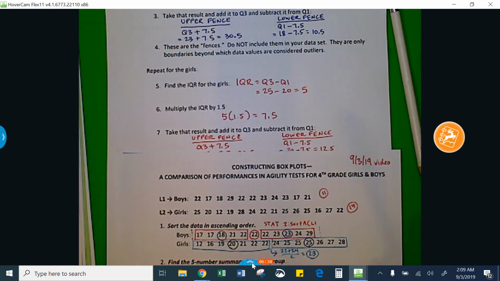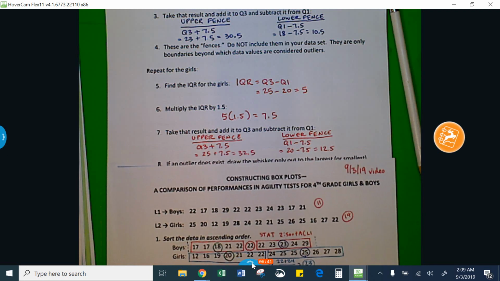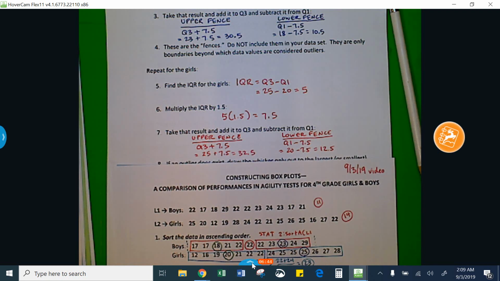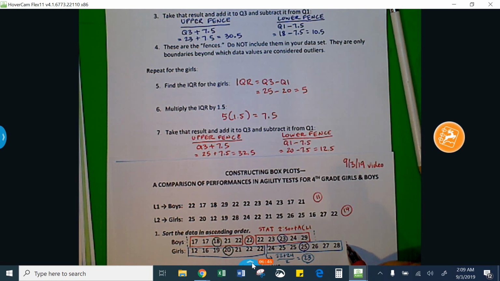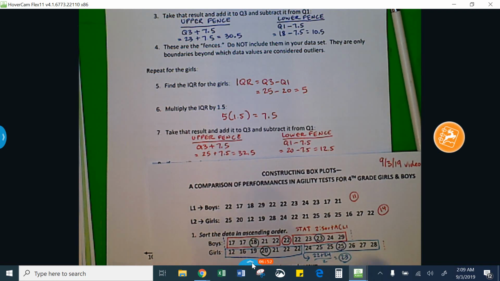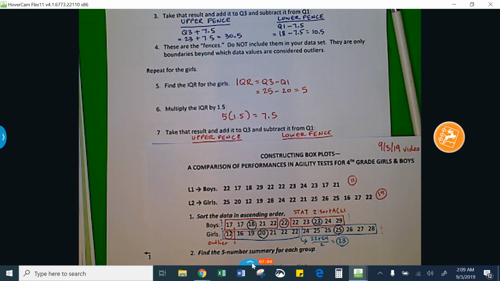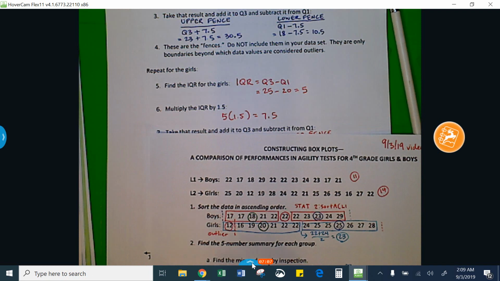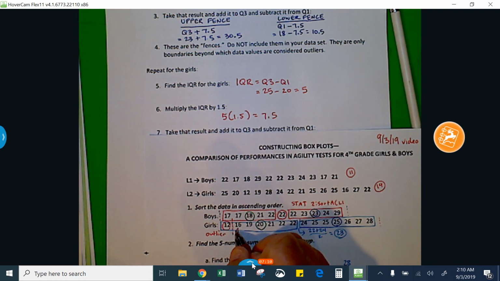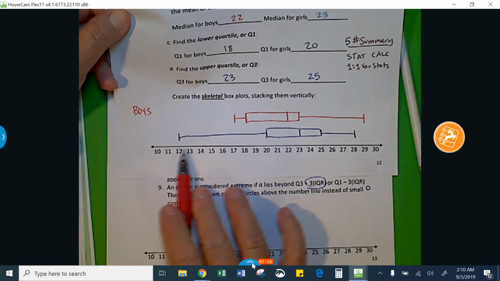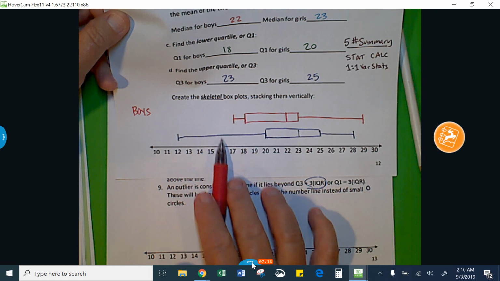Let's check the girls. The girls data, the upper fence is 32.5. So there's nothing above that. The lower fence is 12.5. So I'm going to come here and I'm going to just put a little dotted line right there, 12.5. So we do have one value that is an outlier on the low side for the girls. Okay, so the instructions told us that we need to stop our whisker at 16 now instead of 12. So it's going to look a little different than that. Instead of coming all the way up to 12, it's going to stop at 16.